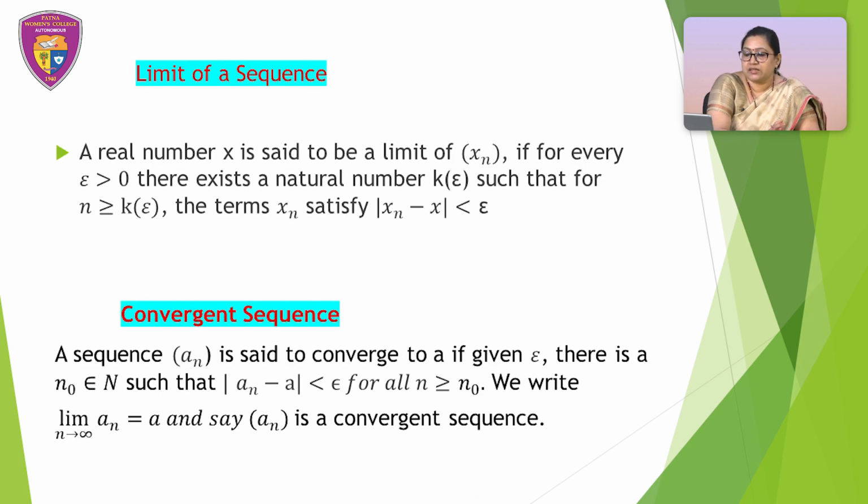Now we are able to define a convergent sequence. In simple language, we can say that a sequence is convergent if and only if its limit exists finitely. That is, a sequence an is going to converge to L if for a given epsilon greater than 0 there exists a positive integer n naught such that mod of an minus L is less than epsilon for all n greater than or equal to n naught.